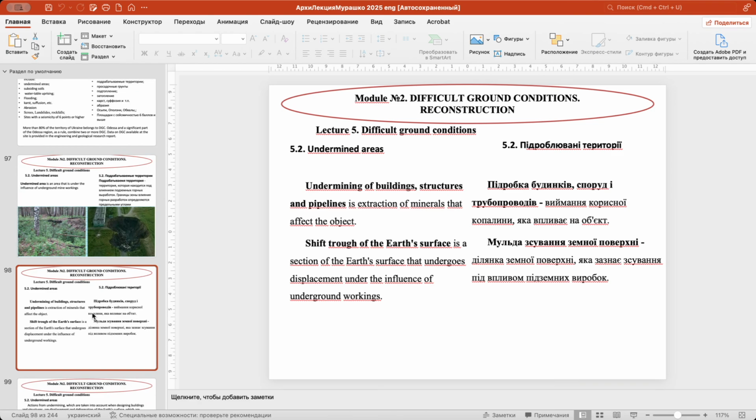First is about undermining. It's undermining of building structures and pipelines, an extraction of minerals that affects the objects. We will not deeply consider the terms of the building codes. Also, you have to take into consideration that there is a shift of the Earth's surface. It's a section of the Earth's surface that undergoes displacement under the influence of underground workings.